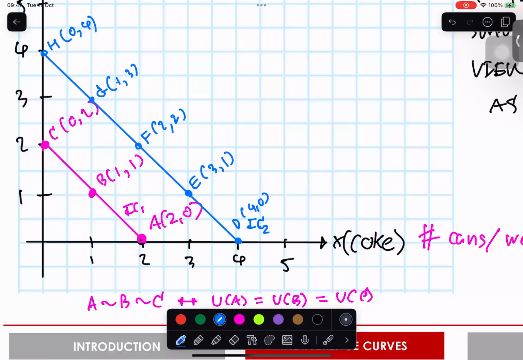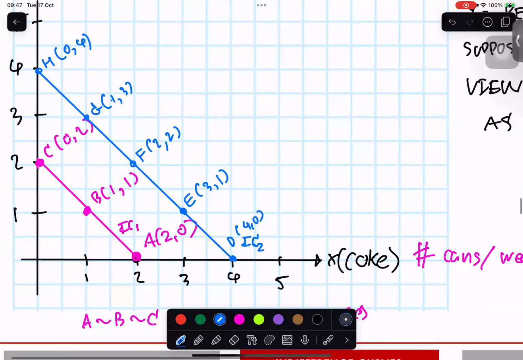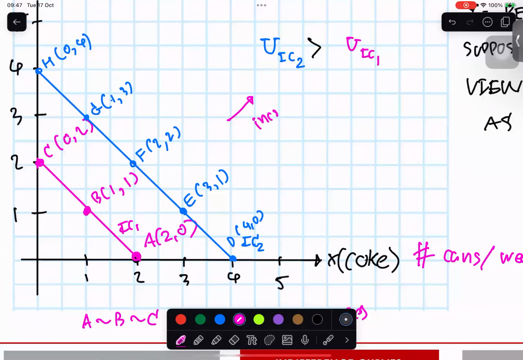And the reason that I draw one more is to argue that utility on IC2 must be higher than utility on IC1, as the total sum of the two goods is higher than the basket on the pink IC. The higher the indifference curve towards the northeast direction, the higher the utility level.